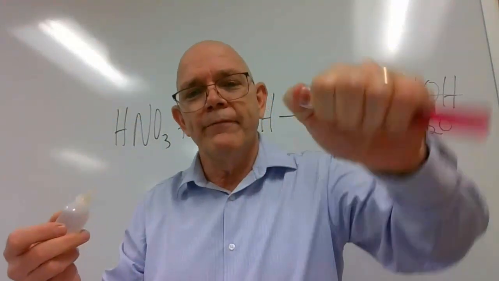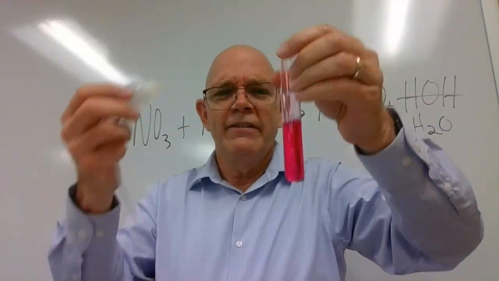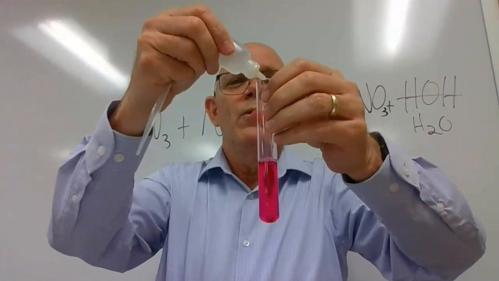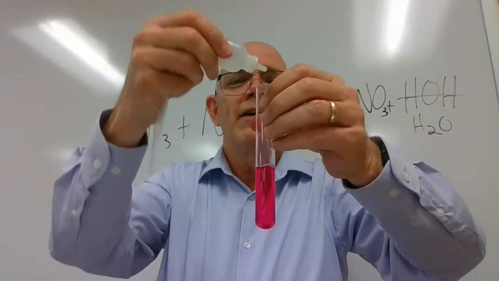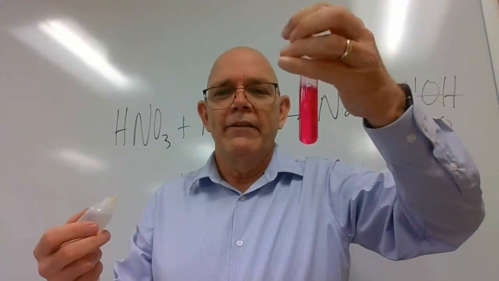Now we're going to shake it. Well, actually invert it. Okay. It's still pretty dark. So 1, 2, 3, 4, 5. Ooh, maybe 6. Okay. But you get the idea. All right. And it's getting a little lighter.